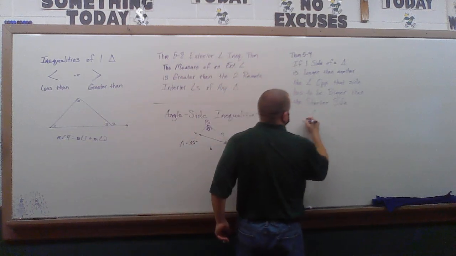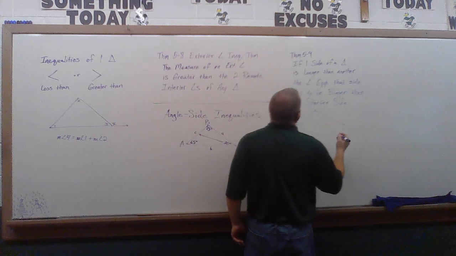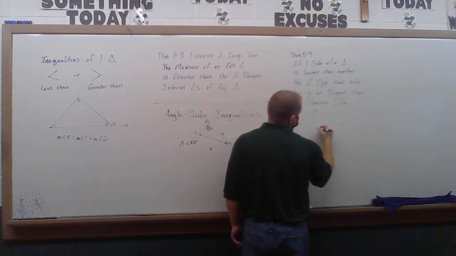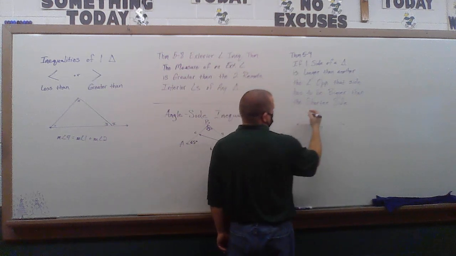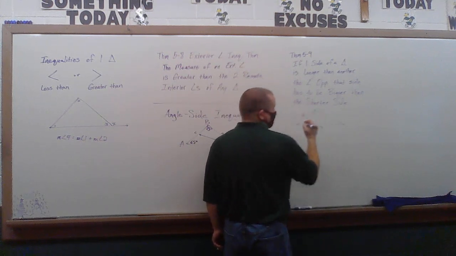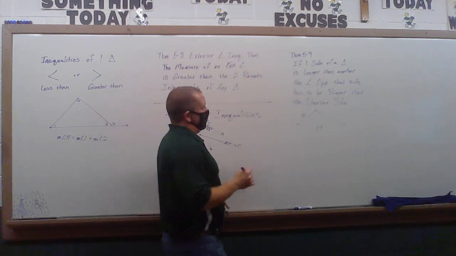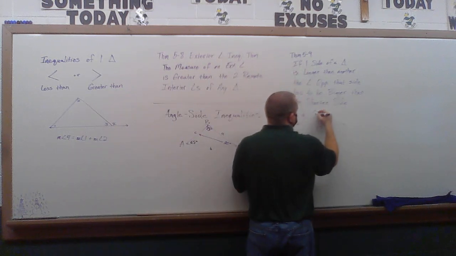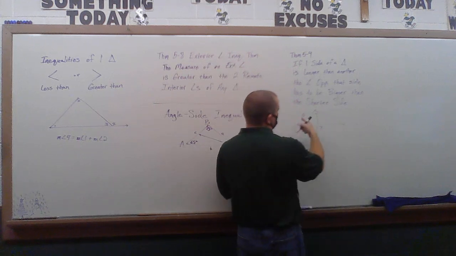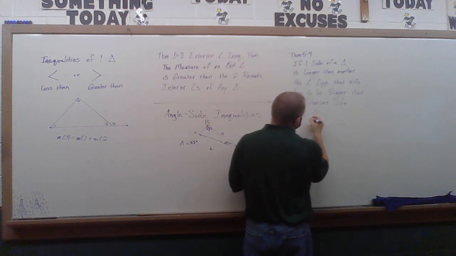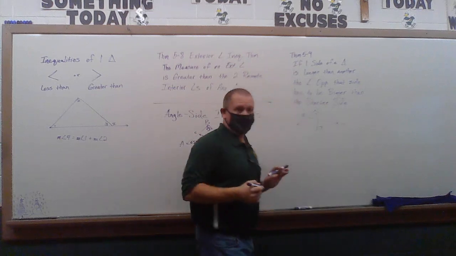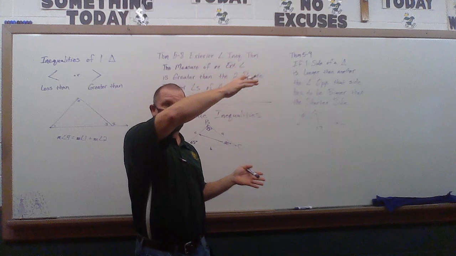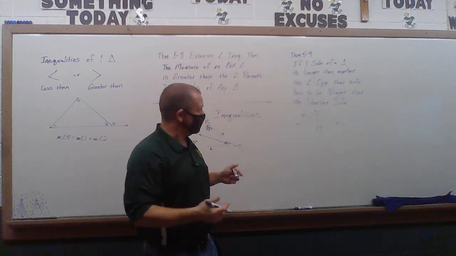What this is saying is this. If they show me that one side of a triangle is longer, they show me that this is 17, and they show me that this is 10, then, by theorem 5.9, the angle opposite of 17 would have to be bigger than this angle opposite of 10. And would that make sense to you? If the side is longer than this side, the angle opposite has to be bigger.